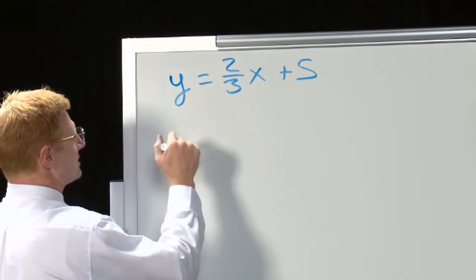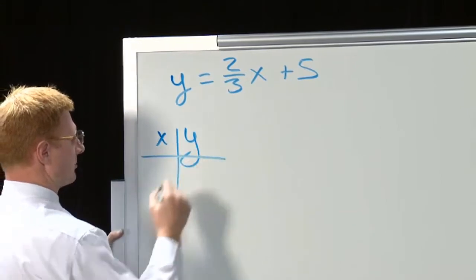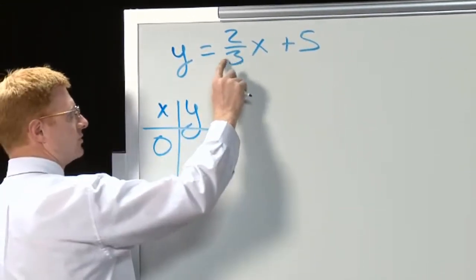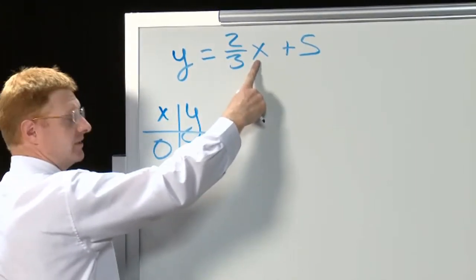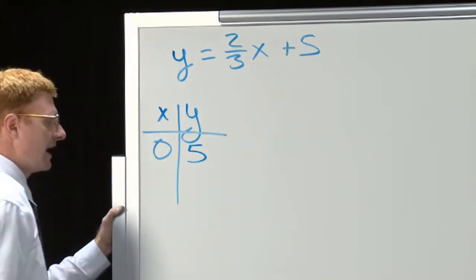Well, when we do this, we graph it just like normal. Let's get a couple of points. Stick in 0, that's the easy one to stick in. We stick in 0 for x. We have 2/3 times 0 is 0. Plus 5 is 5. Y equals 5. So 0, 5 is one of them.